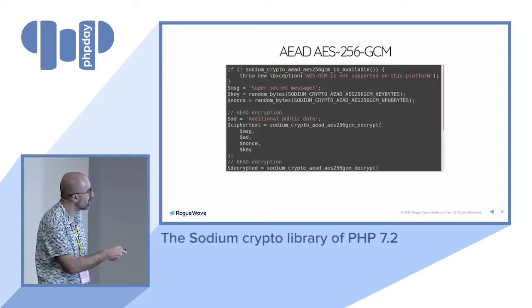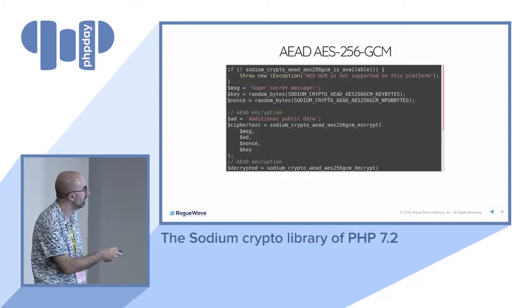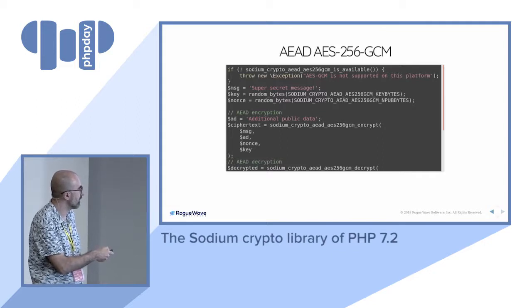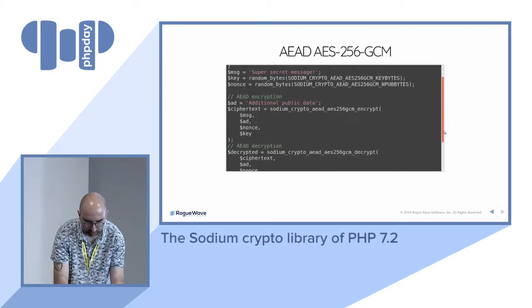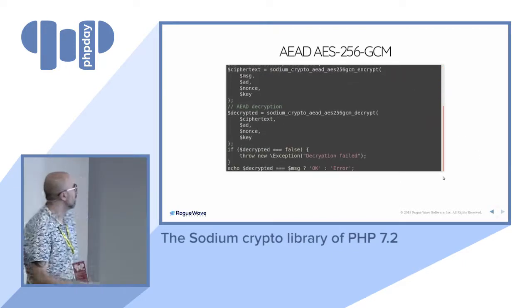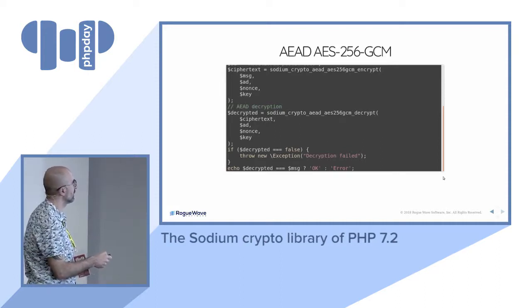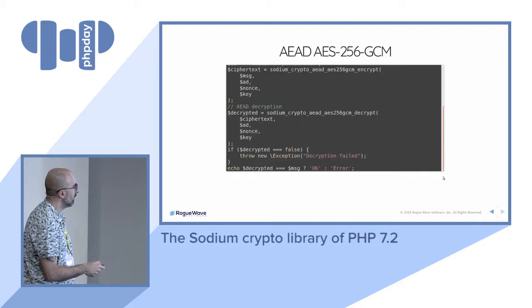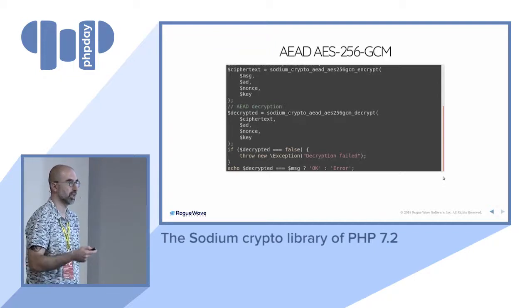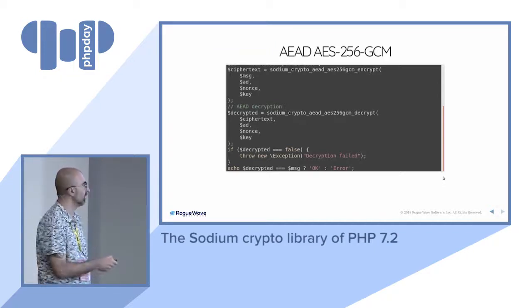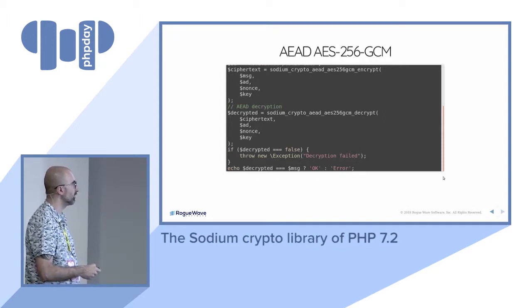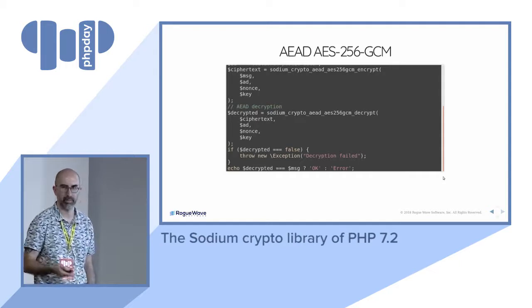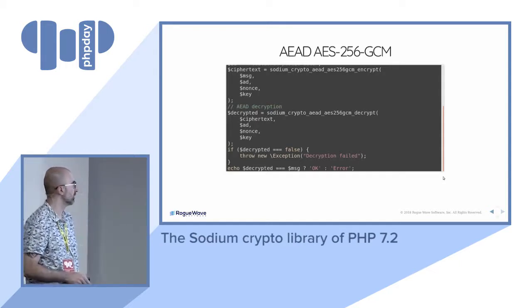So the function for AES is encrypt, and you have to pass the message, additional data, the nonce, and the key. If you want to decrypt, there is the decrypt function. You have to pass the ciphertext, additional data, the nonce, and the key. Notice that if the authentication fails for any reason, because someone changed one bit, whatever, the return is false. So you can throw an exception here and identify if someone has tampered with the data. That's very, very useful.